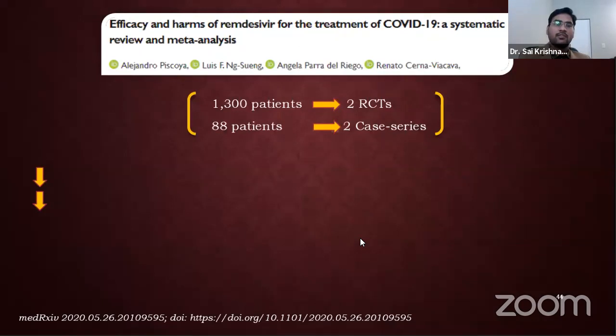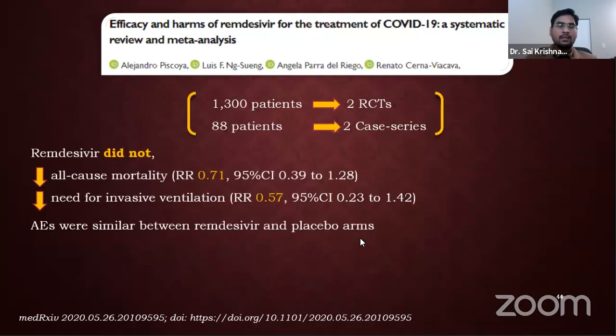So let's look at the systematic review which assessed the efficacy and safety of remdesivir. They included two randomized controlled trials, which had around 1,300 patients, and two case reports, which had around 80 patients in the systematic review. And these study findings inferred that remdesivir did not decrease all-cause mortality, that is death. And again, don't be deceived by the relative risk of 0.71, which means it is favoring use of remdesivir. But when you look at the 95% confidence interval, the higher end crosses 1, that is 1.28, meaning it is no longer statistically significant, meaning we cannot rely on these findings.